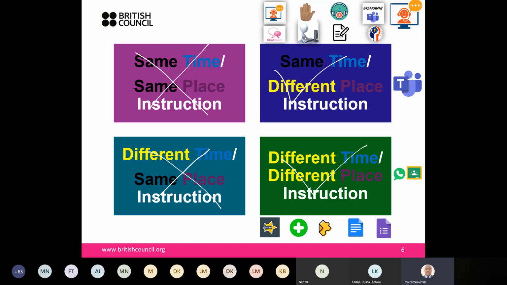And then there's another one, which is different time, same place. This is applicable where people are in different geographies. You're calling people in the United States, others are in Japan. So you can be in the same place, but in different time zones. And then we have different time, different place.